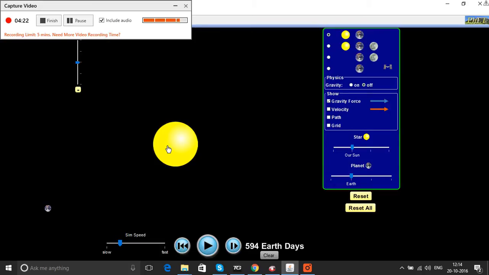But here, when the sun is actually not there, you can see the tangential velocity that is maintained by the earth, and the earth will continue to move along the same line unless encountered by any other planet or some other thing. So this is the effect of gravity.